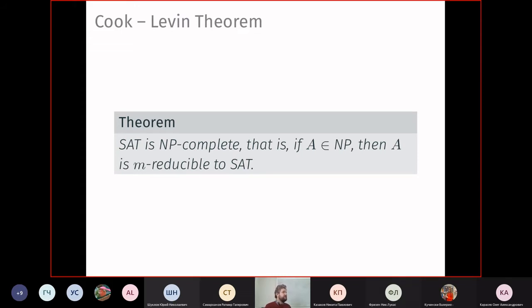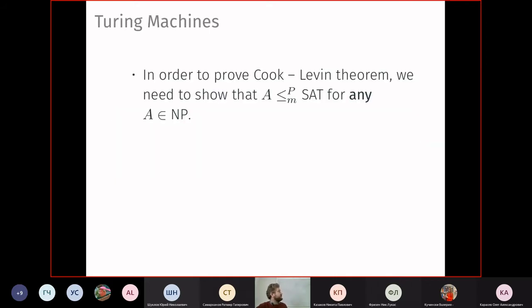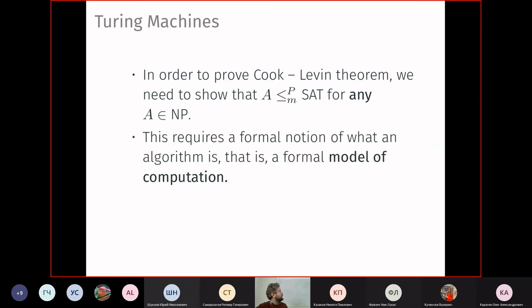But here we have an arbitrary computational process, and this arbitrary process involves non-deterministic choice, and we have to build a formula. Therefore, we have to concretize our model of computation. We have to concretize what it means for A to be solvable in NP. And this concretization, as we have seen at the previous seminar class, is Turing machines. Well, one of them, but it's what we're going to use.